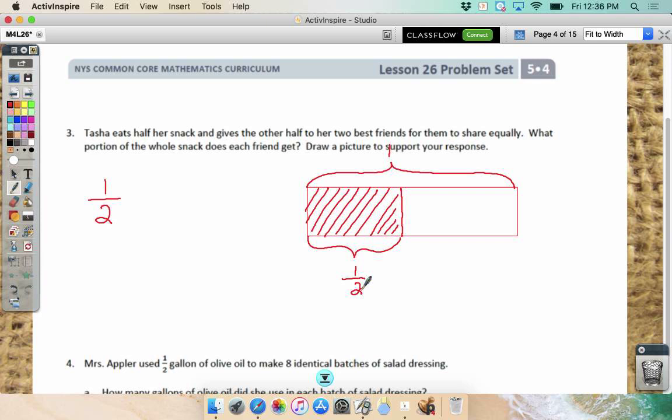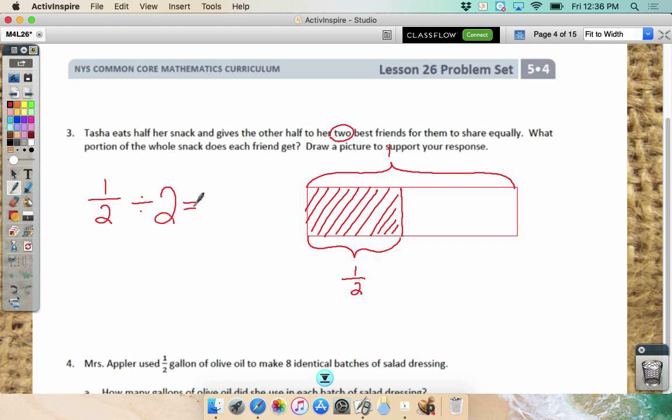Now I want you to tell me what we're dividing it by. Wendy. It says, gives the other half to her two best friends for them to share equally. What are we dividing by? How many friends are there? So if you said it was going to be 2, you were right. Okay?